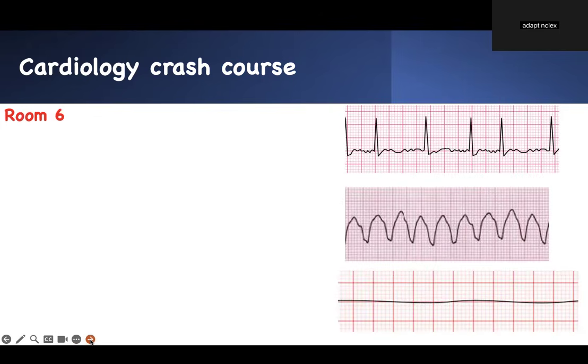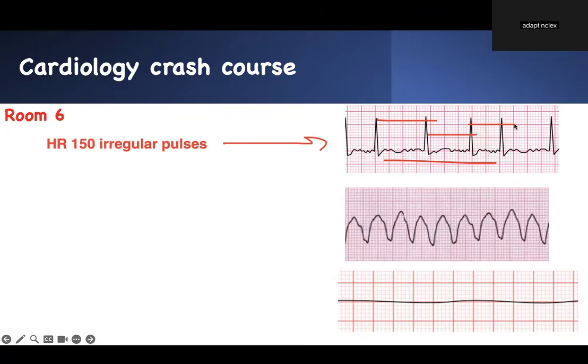And then you went into room 6. And what did the monitor show? The patient has a heart rate of 150. Wow. And he has an irregular pulse. Which of these rhythms belongs to that patient? So I look at it and I say, this is regular. This has nothing on it. Therefore, it has to be this. This is atrial fibrillation. The RR intervals are not the same. This is how you can recognize Afib.